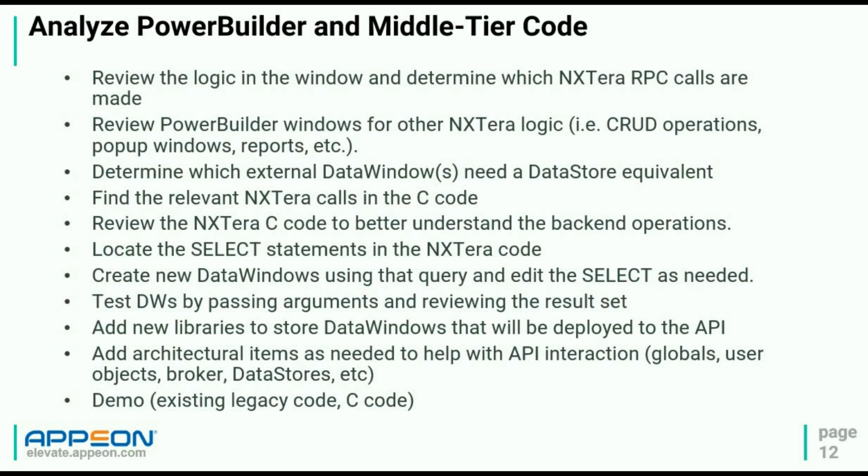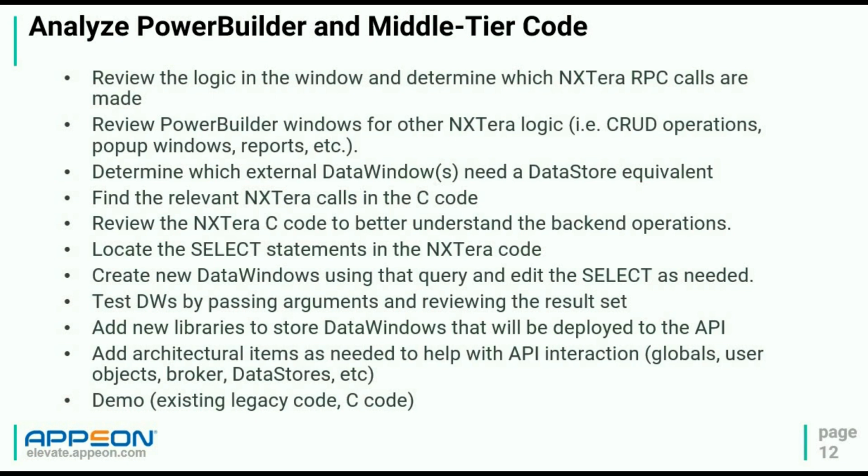We added some new libraries to store these objects that were going to get ported to the API. In terms of the library list and what it looks like in the PowerBuilder IDE, it was just a logical thing to do. And then we added some architectural items, and it's good to do this from the get-go. This was simply an additional library that had some user objects dedicated to performing common tasks as they relate to the API.